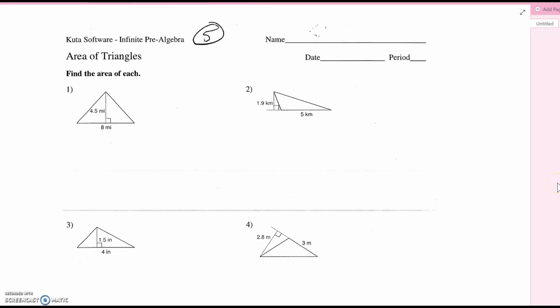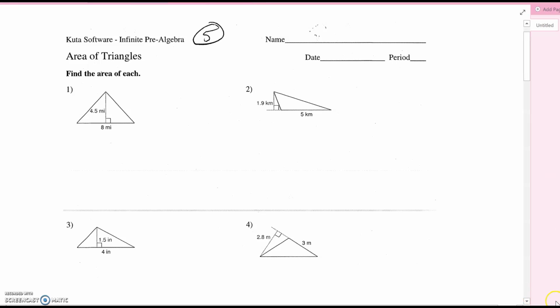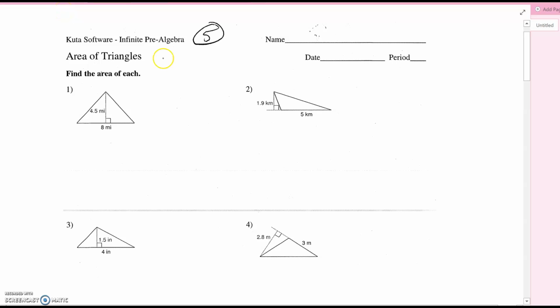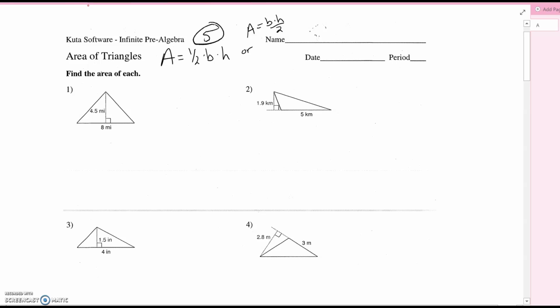Okay, guys, it's time to move on to areas of triangles. So we've done some of these in the past. Of course, we will eventually add a little extra things on here, but area of a triangle is 1/2 base times height, or a lot of you guys have seen it as area equals base times height divided by 2. So I'll probably use the base times height divided by 2 because that's what you're used to.